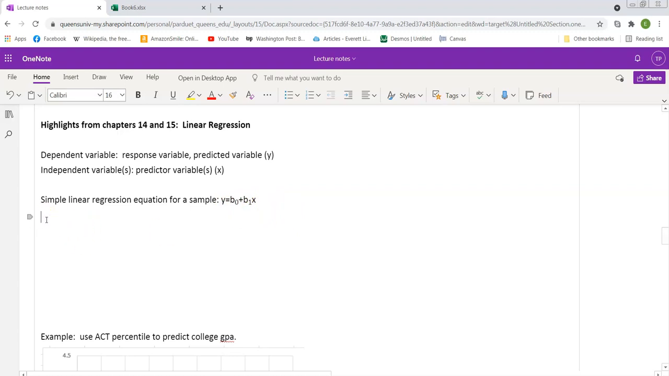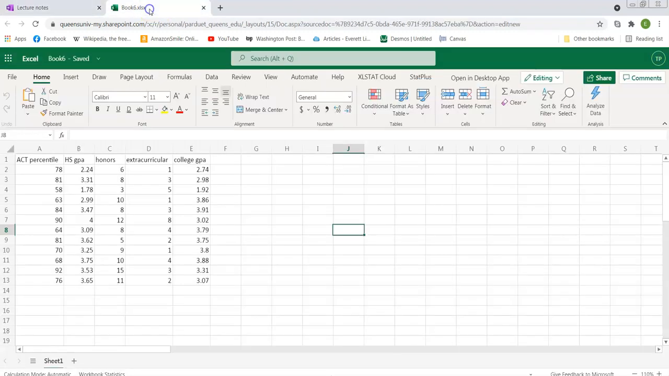And we've got a data set that we're going to work with today. And here it is. We've got several variables that we might want to use to predict college GPA. So we've got the person's ACT percentile. So that's not their actual score on the ACT, that's their percentile. So a person that got 76 here did better than 76% of other people who took the ACT. Then there's their high school GPA on a 4.0 scale, the number of honors classes they took, the number of extracurricular activities they had, and then their college GPA.